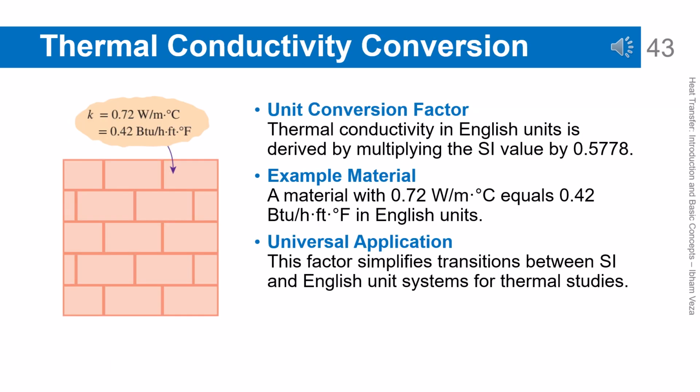Thermal conductivity conversion. In the English unit system, thermal conductivity values can be obtained from SI values using a specific conversion factor. The factor 0.5778 is used to convert from watts per meter degree Celsius to BTU per hour foot degree Fahrenheit. A numerical example shows how the same physical value can be expressed in two unit systems. This conversion is important when working with different data sources or standards. Unit consistency strongly determines the correctness of calculation results.